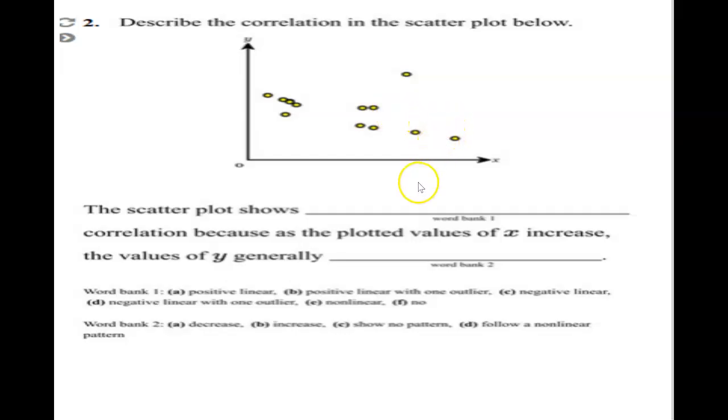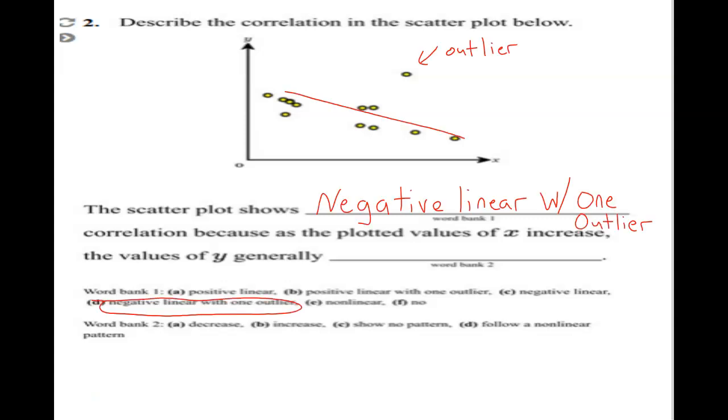Now the next question is, is it positive or negative? Is it going up or is it going down? Well, it's going down, so it's negative. Okay. Now the last question is, are there any outliers? Is there anything different from the group or the majority there? And the answer is yes. This one right here is an outlier. So it's going to be negative linear with one outlier.